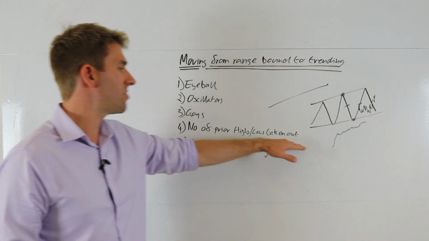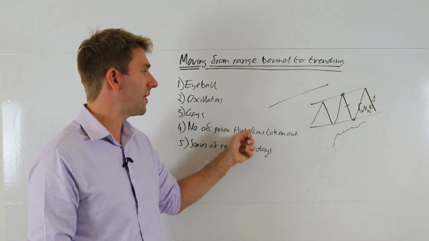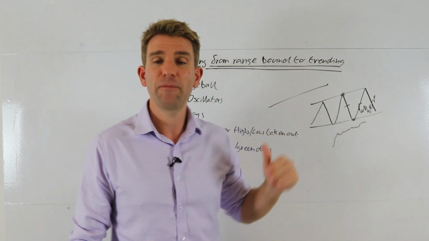Four, number of prior highs or lows taken out. Pretty obvious, but if we wanted to quantify that, perhaps put it in an algo, that'd be a good place to start. How many highs or lows have been taken out?